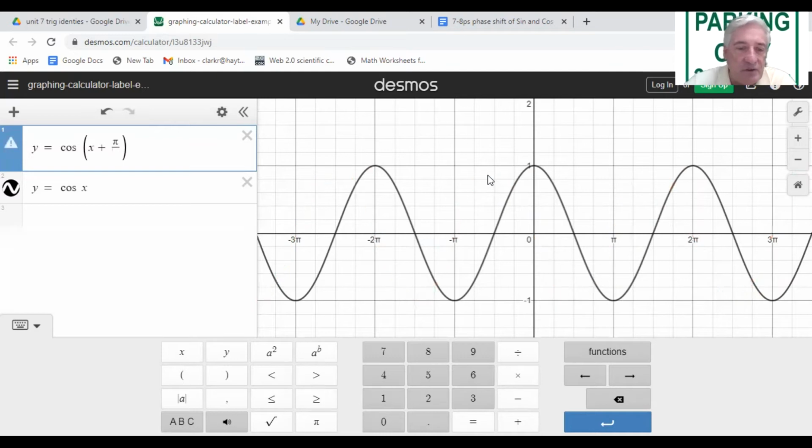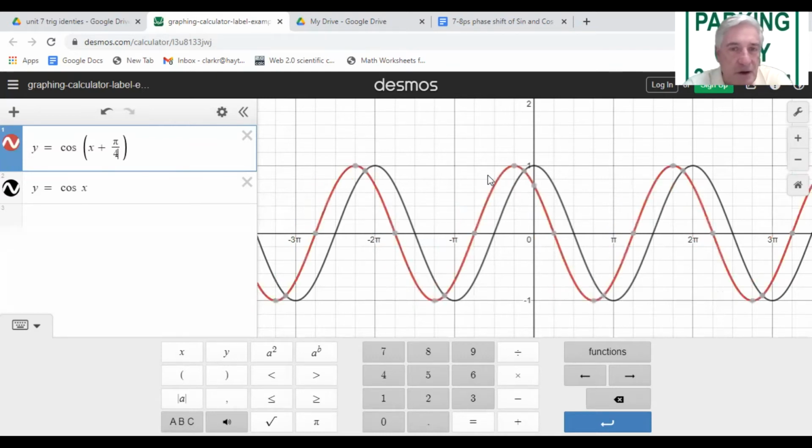What if I shift it 45 degrees, which is pi divided by 4, of course? All I did was move my graph over 45 degrees. The humps moved over 45 degrees. The humps didn't change. We haven't changed amplitude. Humps are still one high and one low. We didn't change the period from one up hump and one down hump. Our period is still 360. All we changed was the horizontal shift.